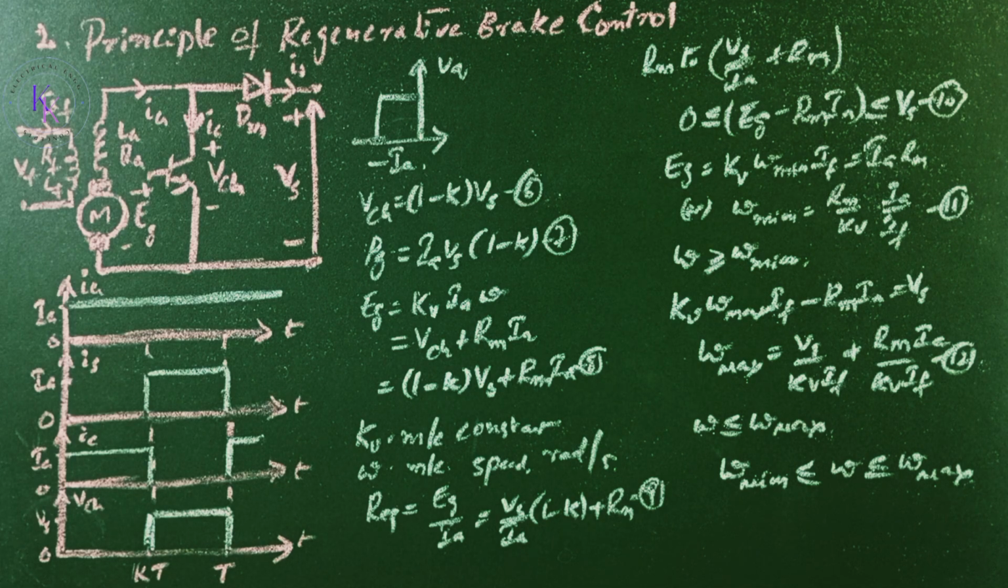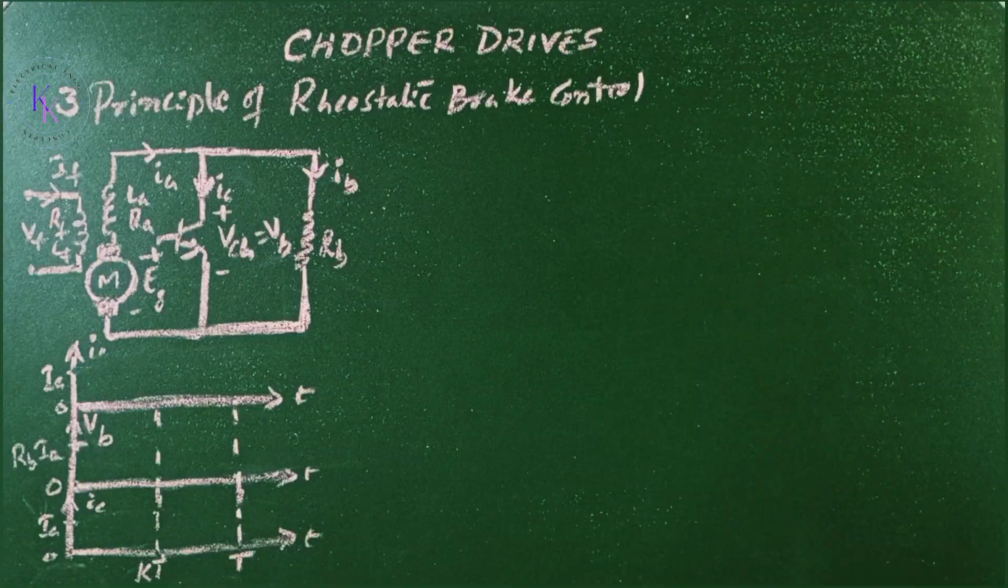A separately excited DC motor is suitable in regenerative braking. The armature and field can be controlled independently to provide the required torque during the starting. A chopper-fed series and separately excited DC motors are both suitable for traction applications. Third one, the principle of rheostatic brake control.